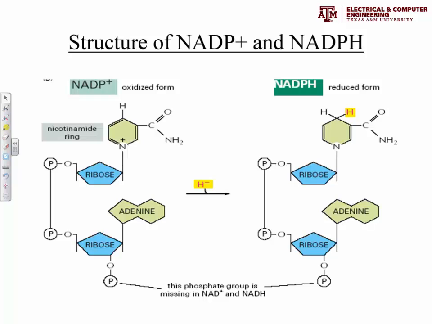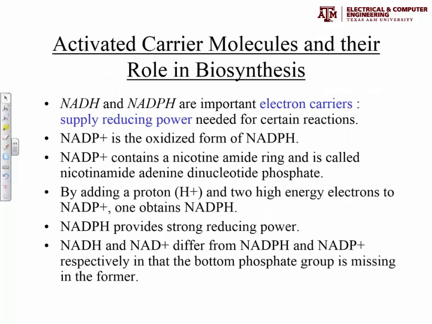So let me go back to the previous slide, and now we are in a better position to understand what's written here. You can see NADH and NADPH are important electron carriers, and they supply reducing power that is needed for certain reactions. NADP plus is the oxidized form of NADPH. That's the stuff that we had on the left, right?